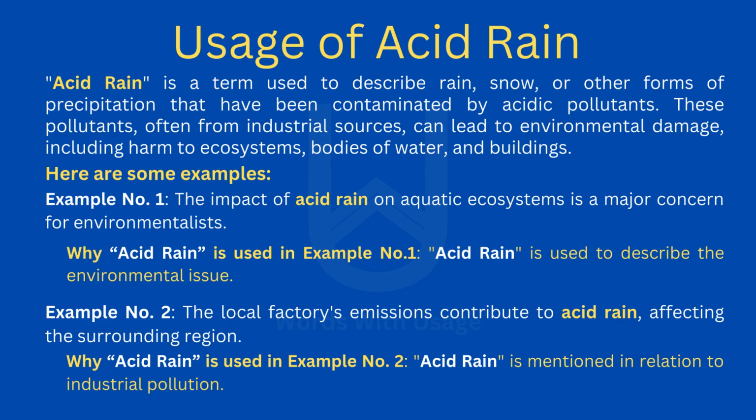Example number 2. The local factory's emissions contribute to acid rain, affecting the surrounding region. Why acid rain is used in example number 2. Acid rain is mentioned in relation to industrial pollution.